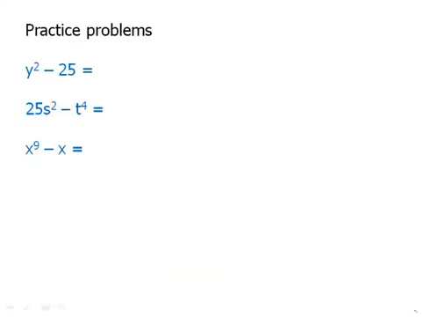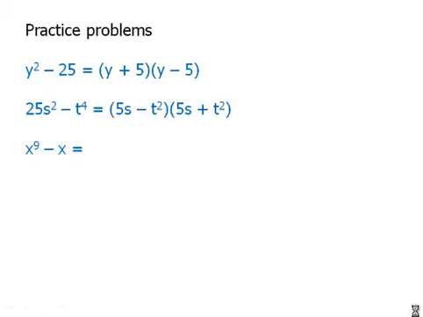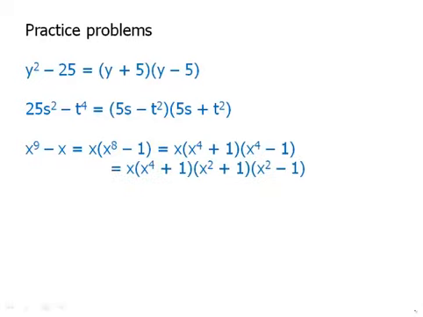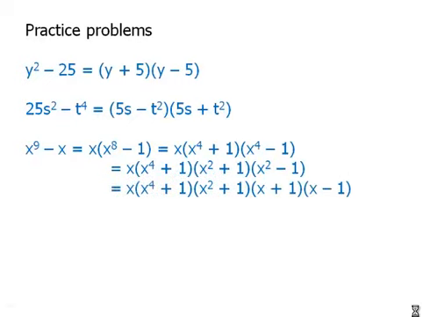So here are some practice problems. Pause the video and factor these fully, and then we'll talk about them. First one is very easy to factor. Second one, we can factor this. The third one, we factor out an x, and then we factor into x to the fourth plus 1 times x to the fourth minus 1, but that second one is the difference of squares, so we can factor that further. And then that x squared minus 1 is another difference of squares, so we can factor that further. So it turns out we get 5 different factors. That is the fully factored form of that last expression.